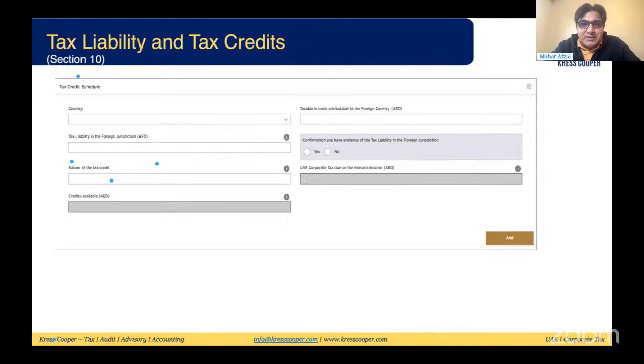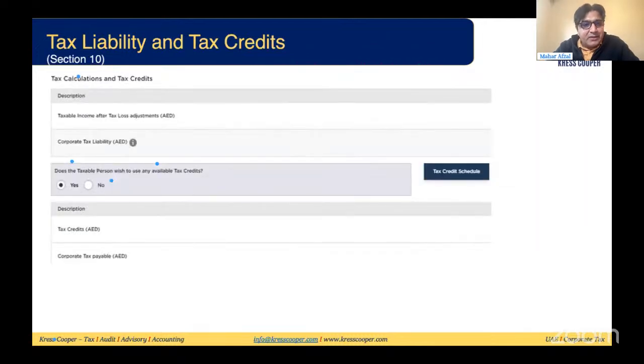So all these questions relate to the foreign tax credit that you have paid out of the UAE. Now you can go through the questions of the return, it will give you better clarity. Does the taxable person wish to use any foreign tax credit? Yes or no? This is all up to you. If you are putting yes, the schedule will be open. You will have to fill the information in the schedule. If you are putting no, the return will allow us to proceed further.